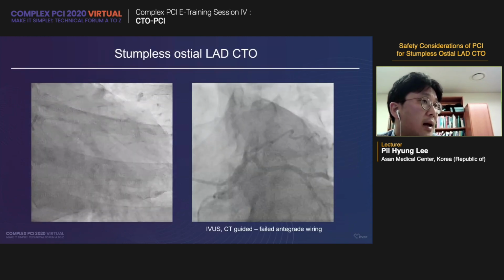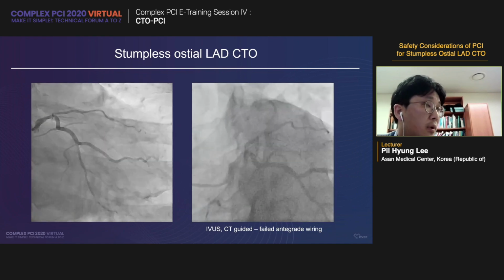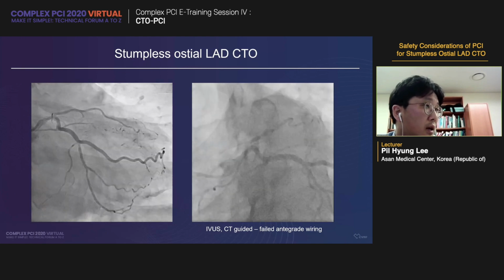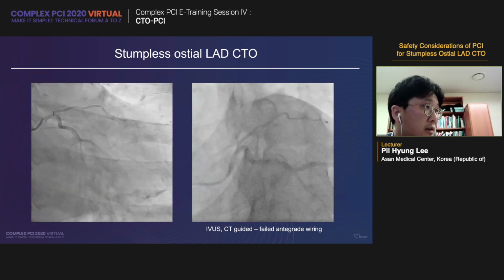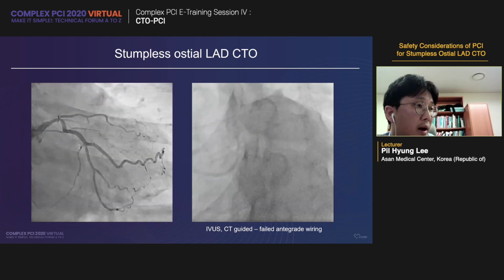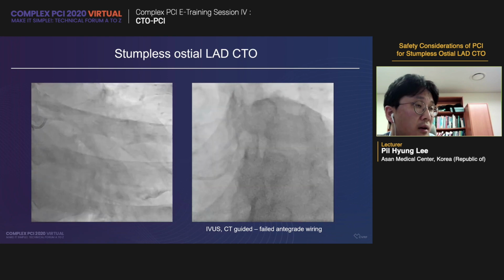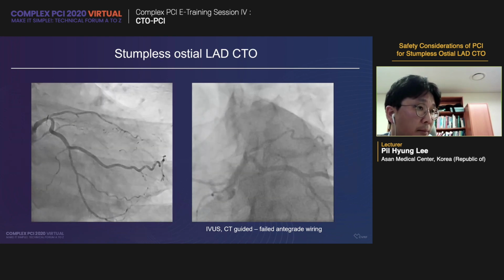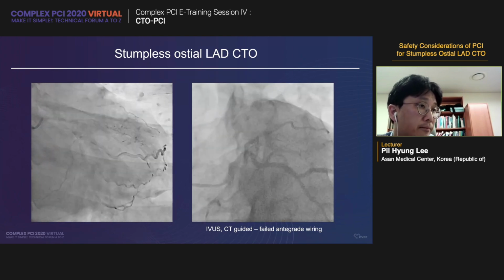This is a typical example of what we can do for a safe procedure dealing with stumpless ostial LAD CTO. So you can appreciate the distal left main disease and the ostial circ disease by the angio at the caudal view. With IVUS and CT angio guidance, the operator tried to puncture the entry cap, but he failed the antegrade wiring because of dense calcification at the CTO cap.